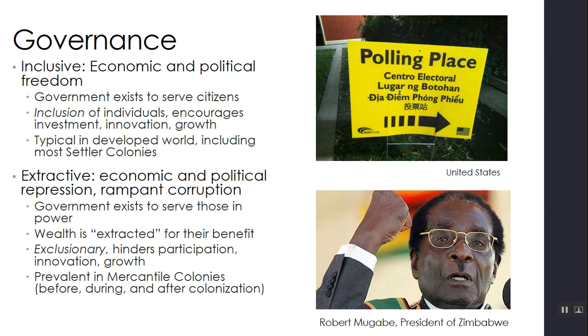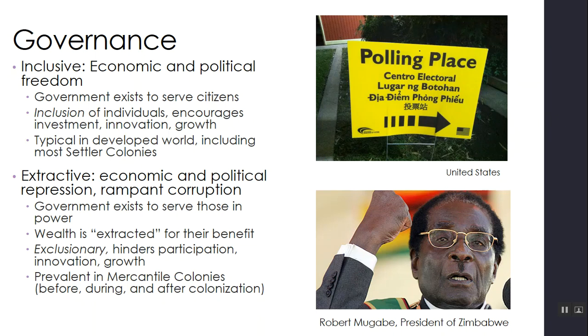This type of inclusive government is typical in the developed world and in most settler colonies. So not those mercantile colonies, but the places where Europeans went in and settled, like the United States, like South Africa, although South Africa a little bit less these days. Extractive governments are ones with economic and political repression and rampant corruption, where the government exists to serve those in power, not the people. Wealth is extracted for their benefit. It is exclusionary. It hinders participation, innovation, and growth. And this is prevalent in mercantile colonies before, during, and after colonization.